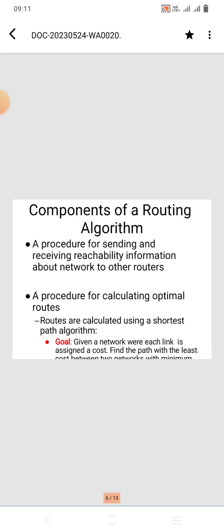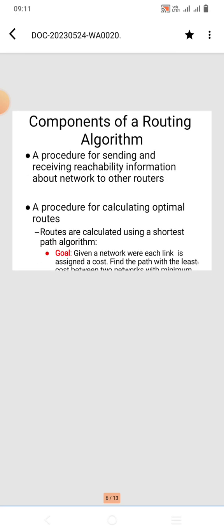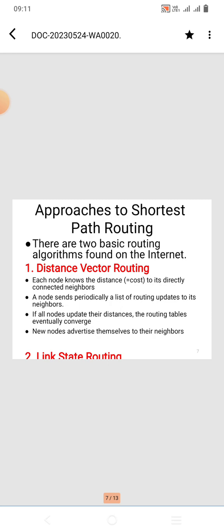Next is the component of the routing table. The components of the routing table are the procedures for sending and receiving reachability information about the network to other networks. So how do we approach the shortest path?